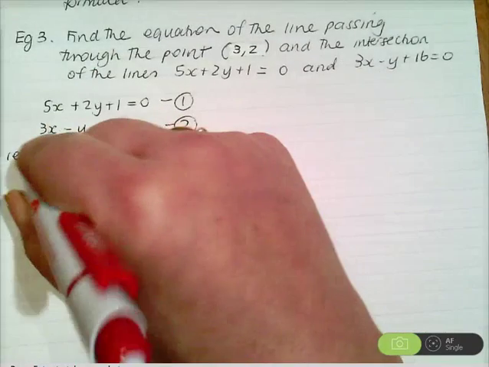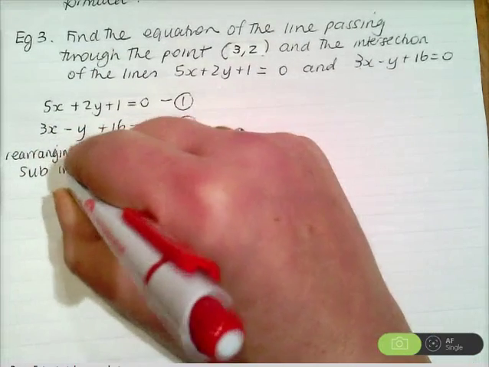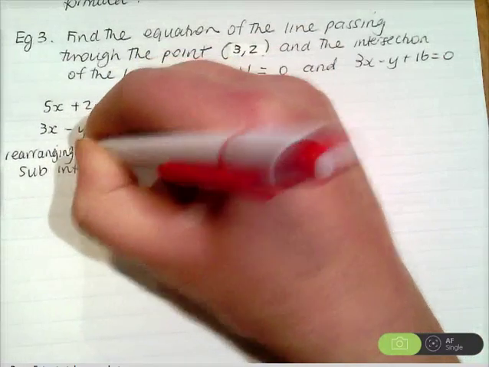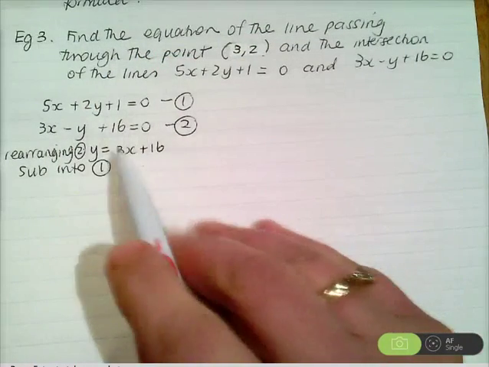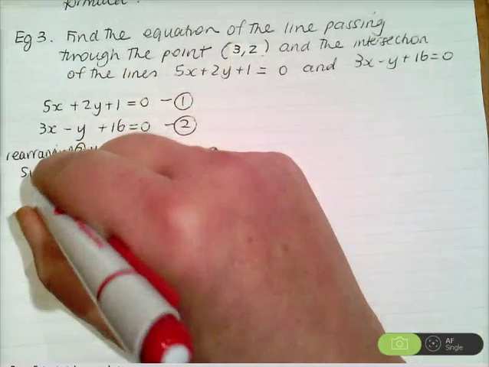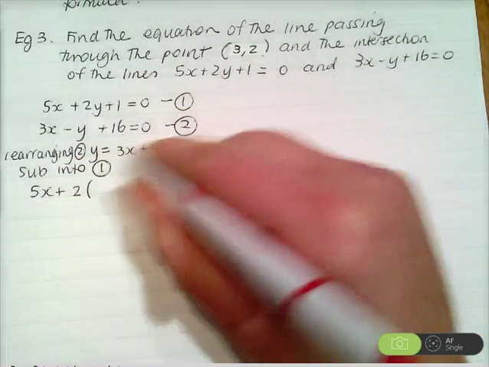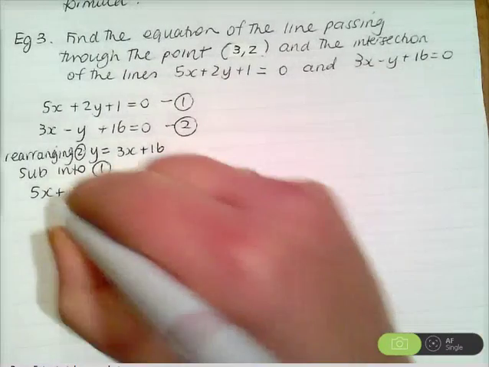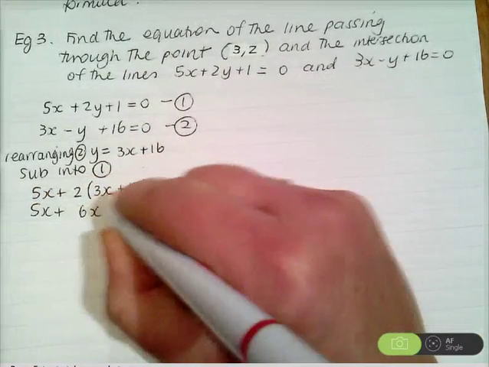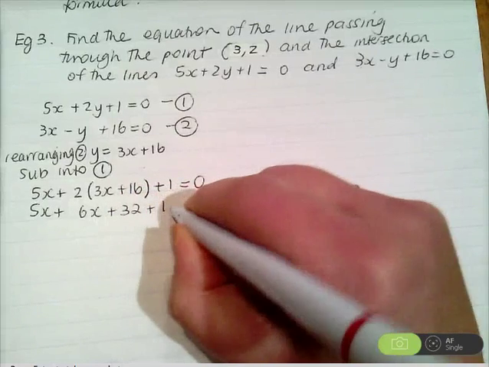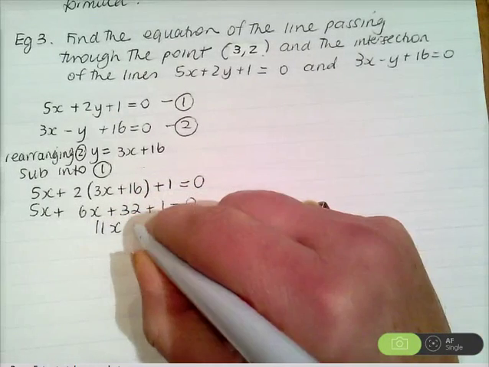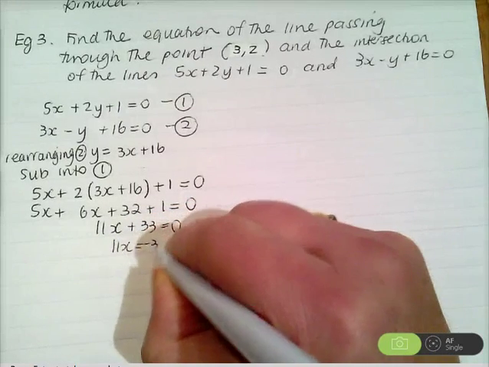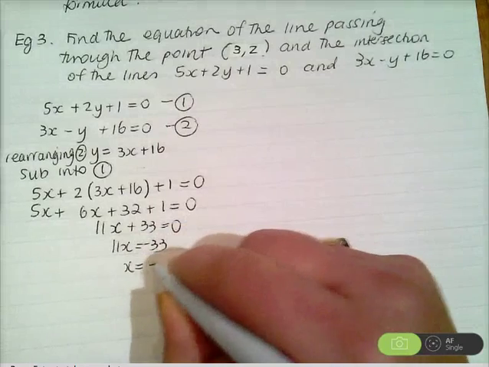We get that, and we're going to substitute that into equation 1. So we're rearranging equation 2 to give y equals 3x plus 16. We're going to sub that into equation 1. So we get 5x plus 2 bracket whatever the y is, which is 3x plus 16, plus 1 equals 0. We get 5x plus 6x plus 32 plus 1 equals 0, or 11x plus 33 is 0, or 11x is -33, in other words, x is -3.